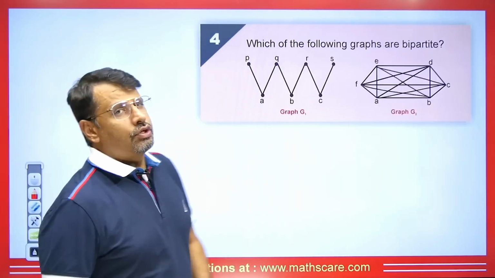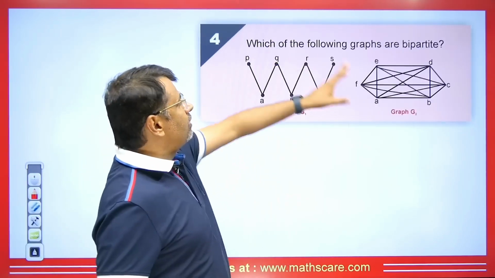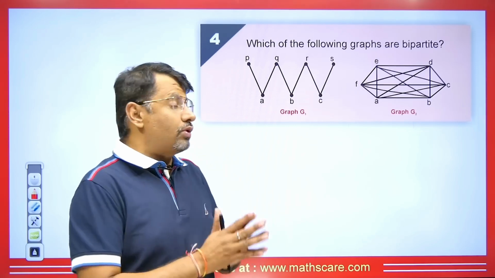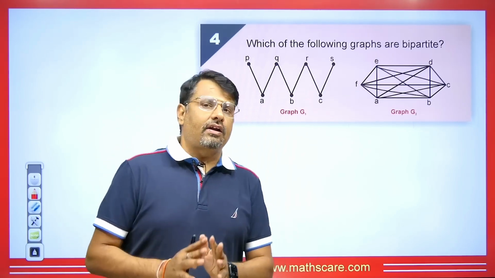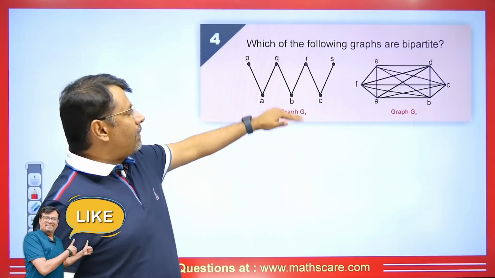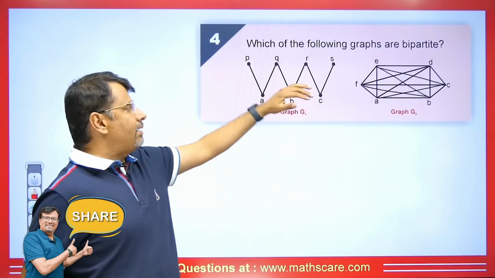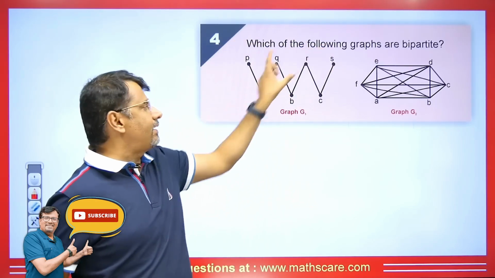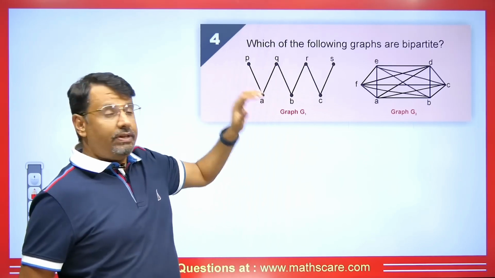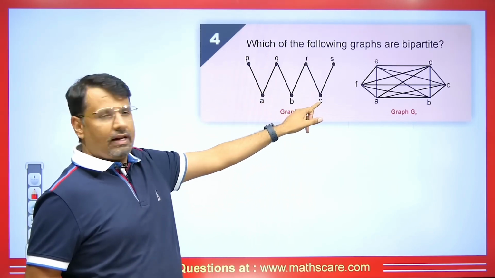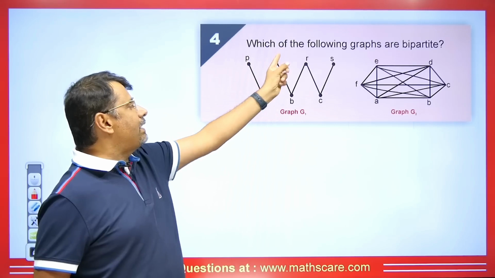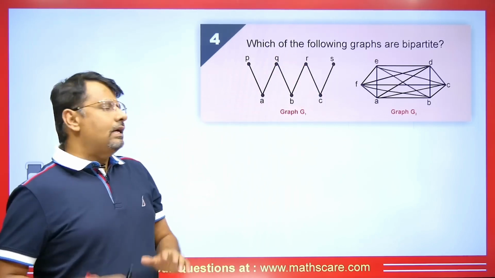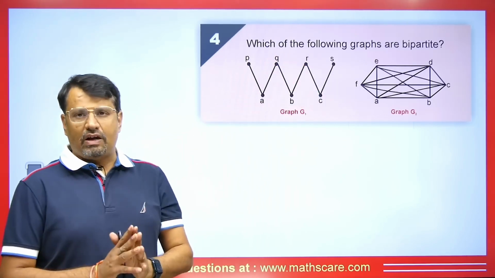Let's move forward. So see, now the next question is being asked to you. Which of the following graphs is a bipartite graph? I told you the definition of a bipartite graph. We have A, B, C, and P, Q, R, S, each connected with these. As you see here, A, B and C form one set separately, and P, Q, R and S form another set separately. So this is a bipartite graph.